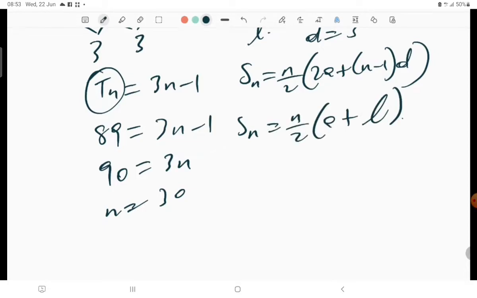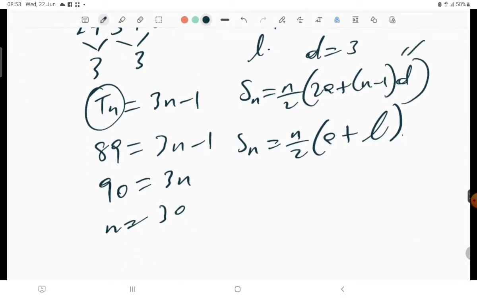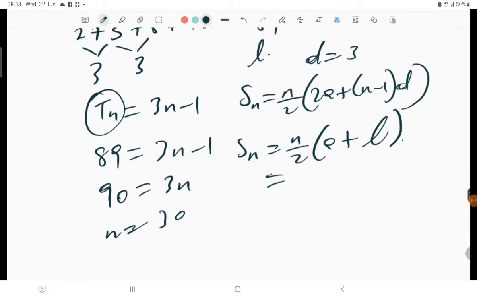So it depends here, what do you have? Can you use this one, can you use that one? Just be flexible, otherwise you must always choose the easiest one to use. So I always recommend this one when you have the first term and the last term. It's easier because you don't need to use this long one, and both of them can help you to find the very same thing, but it's always best to use the easiest one for yourself.